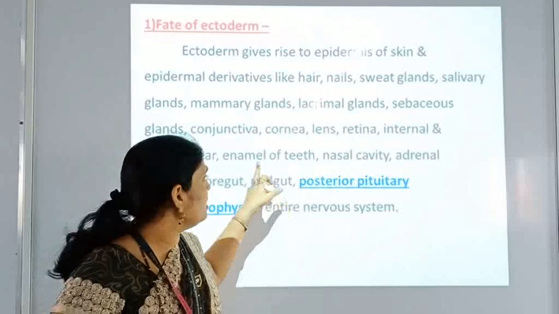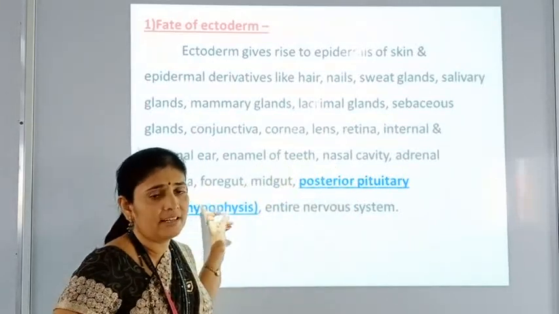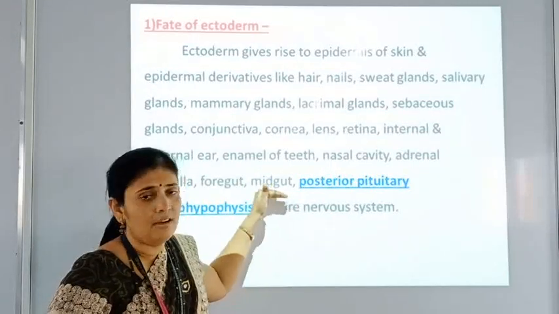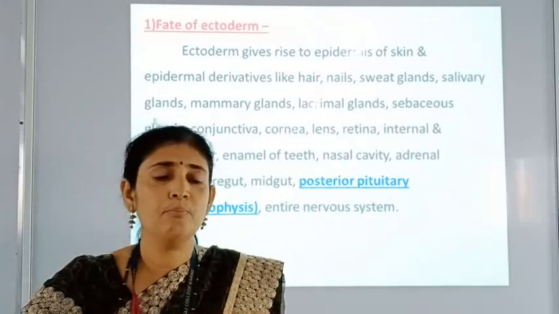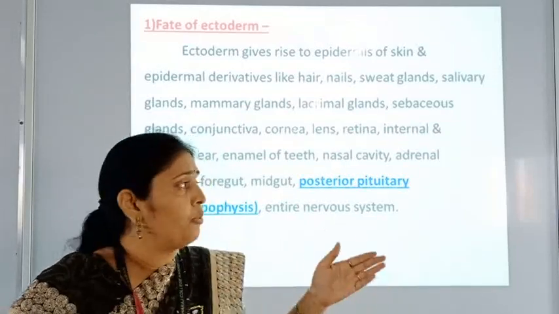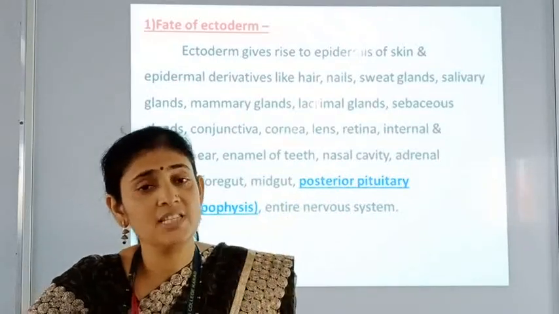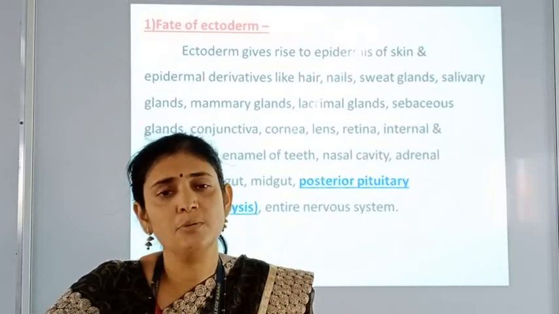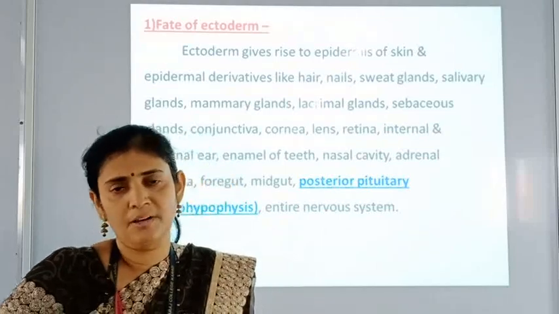Then the enamel of teeth and the nasal cavity. Then from adrenal gland, adrenal medulla is the part which is derived from the ectoderm. And then foregut and midgut, part of the digestive system. Then from pituitary gland, the posterior pituitary region, that is neurohypophysis, which is derived from this ectoderm. And here the whole or entire nervous system is derived from this ectoderm, that we have to remember.